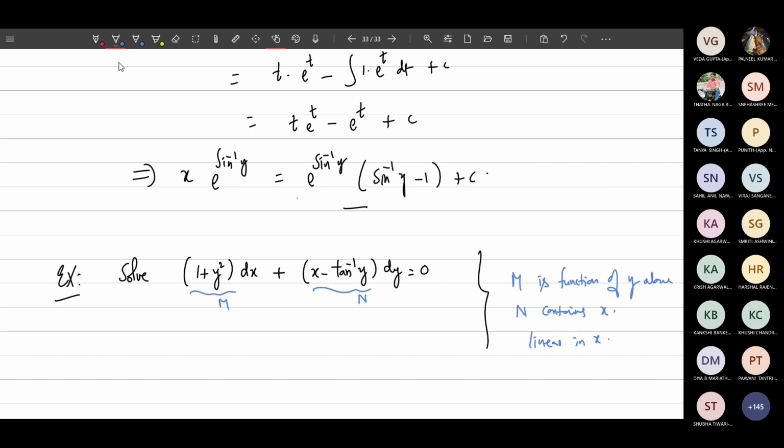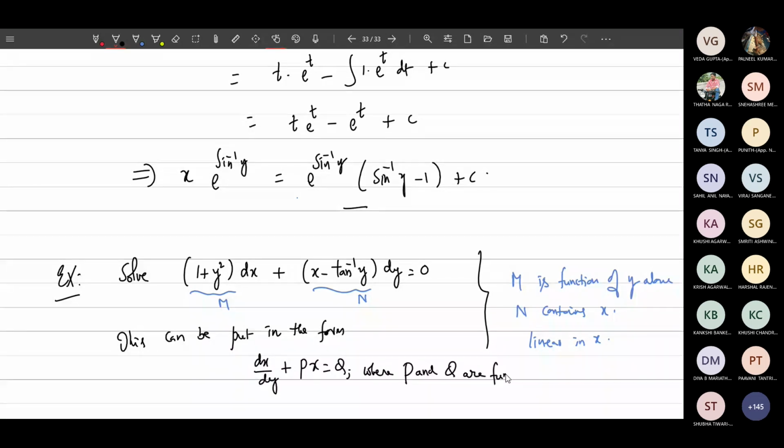So this can be put in the form dx by dy plus Px equal to Q, where P and Q are functions of y. So this is linear in x.